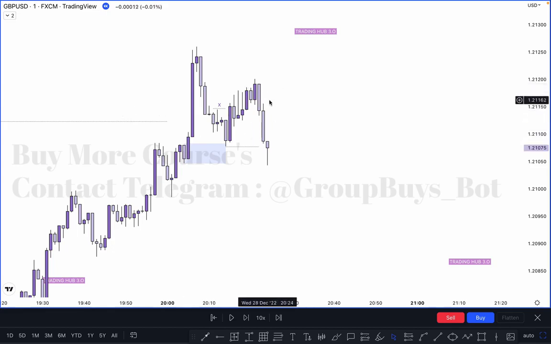In this case, you have to identify where our order block is. So the first one is here. This is our last buying candle before the drop.